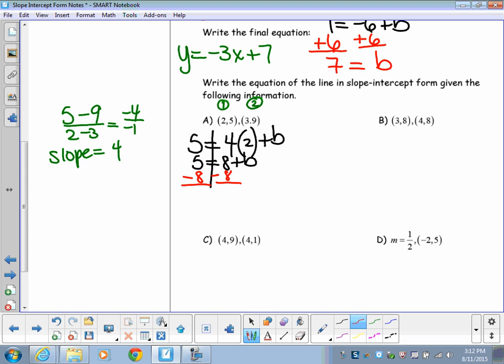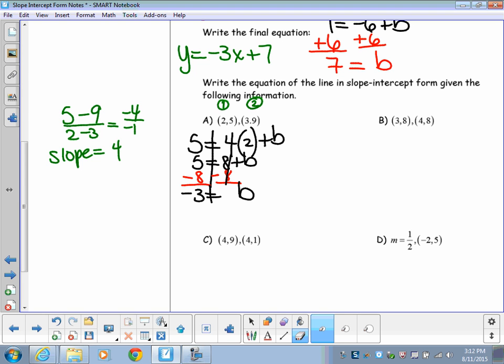My two 8's cancel out, and I'm left with -3 on side A, and I bring my B down for side B. The reason my answer is a -3 is because my top number is small, my bottom number is large, so my answer is -3. Now that I have my B, all I need to do is write my final equation.